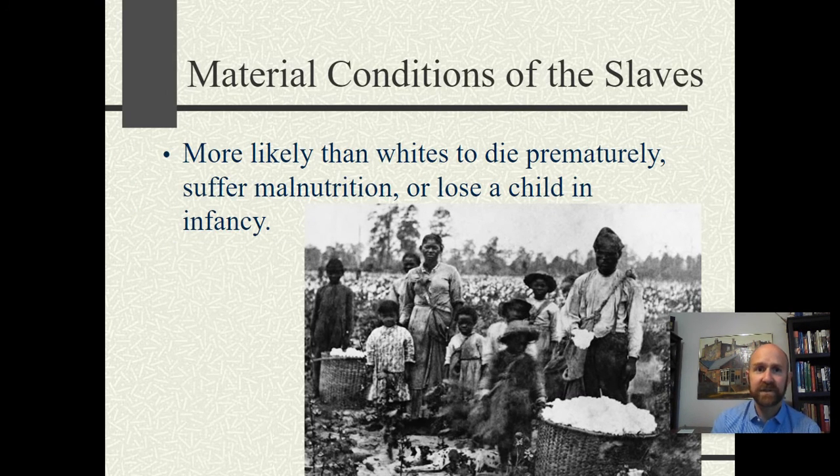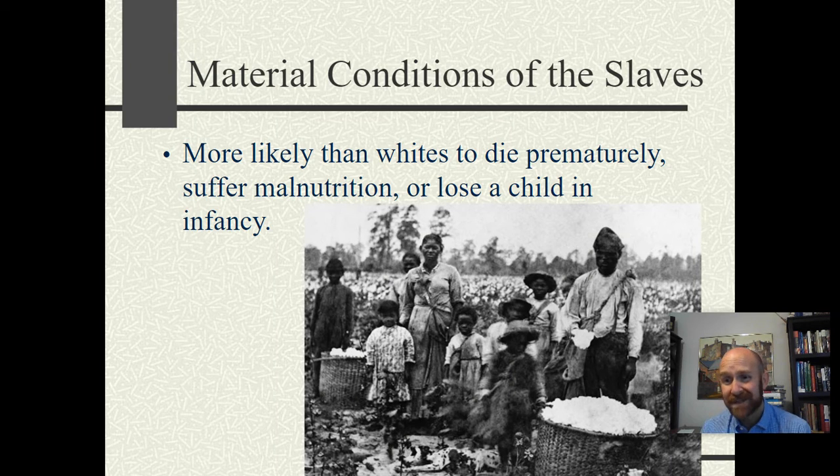Right. Material conditions for slaves. The average slave's lifespan was less than the lifespan of the average white. They're more likely to suffer from malnutrition, lose a child in infancy. Again, all of that is because of the cost cutting methods of the living conditions that the slave owners instituted, and because of the hard work that the slaves would have to do in terrible conditions. Their life expectancy was shorter than the average white at the time.